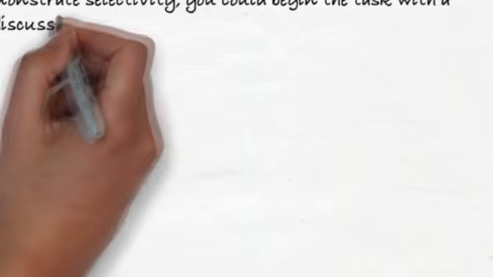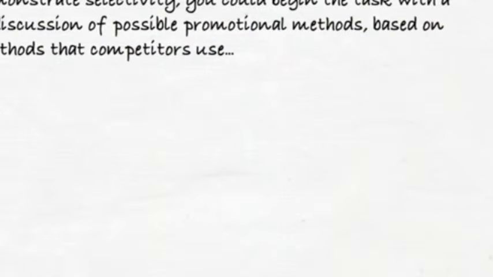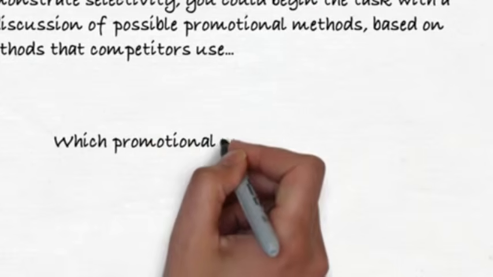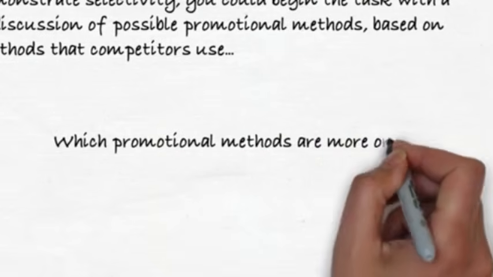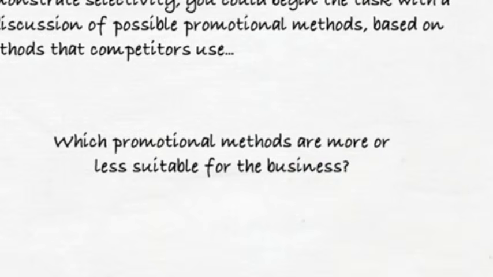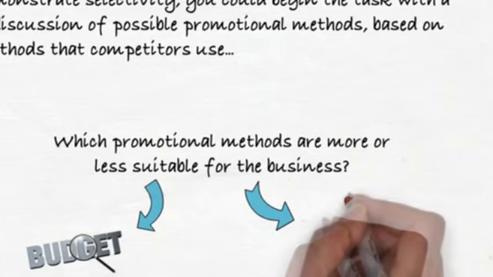To demonstrate this selectivity, you could begin the task with a brief discussion of possible promotional methods based on which methods competitors use. In this discussion, you should make judgments on which promotional methods would be more or less suitable for the business. You should base these judgments on factors such as the budget you have been given and how effective it might be for the product and target market.